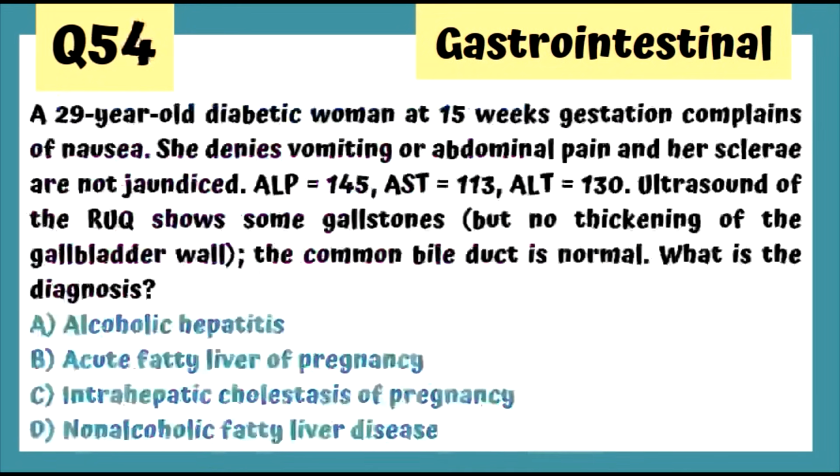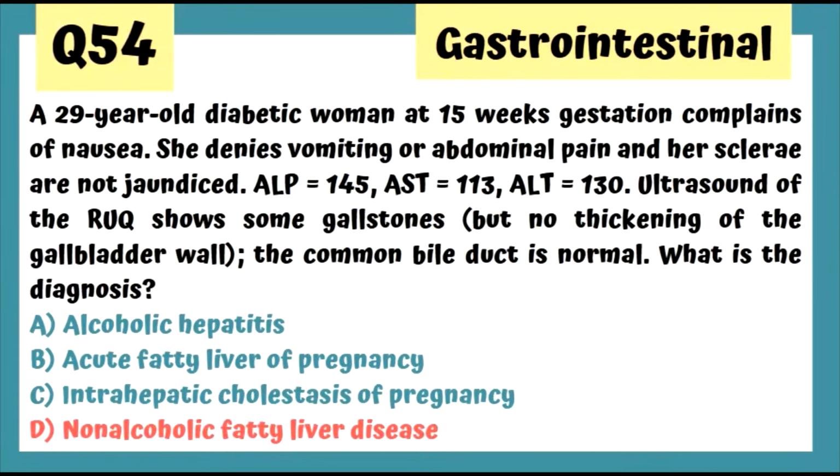Question 54. A 29-year-old diabetic woman at 15 weeks gestation complains of nausea. She denies vomiting or abdominal pain, and her sclera are not jaundiced. ALP is a little high, 145. AST is 113. ALT is 130. Ultrasound of the right upper quadrant shows some gallstones, but no thickening of the gallbladder wall. The common bile duct is normal. What is the diagnosis? What's going on over here with this diabetic woman who's pregnant?